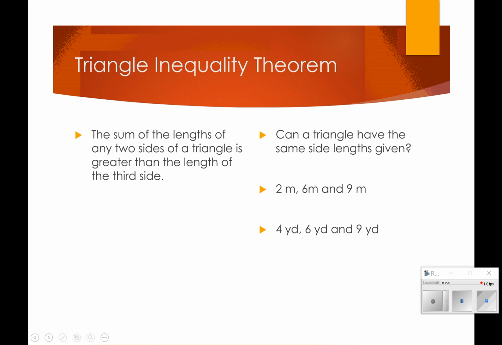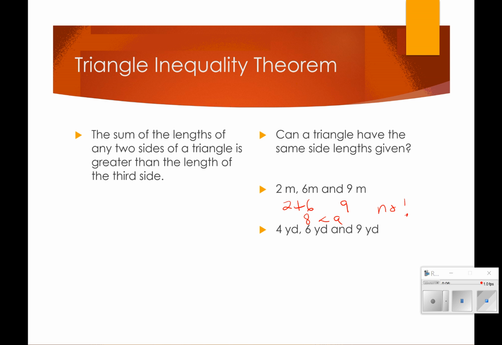We have the triangle inequality theorem that says that the sum of the lengths of any two sides of a triangle is greater than the length of the third side. So we want to determine if we can have a triangle that has the side lengths given. We have to take the two shorter sides, add them together, and decide if the sum is bigger than the largest side. So 2 plus 6 needs to be greater than 9. But 8 is actually less than 9, so we can't make a triangle from those three measurements.